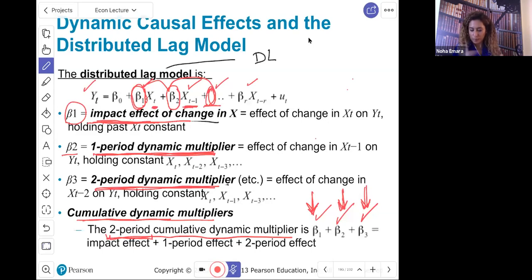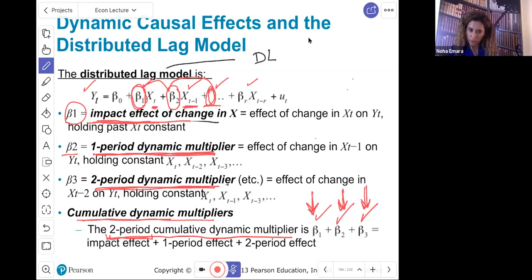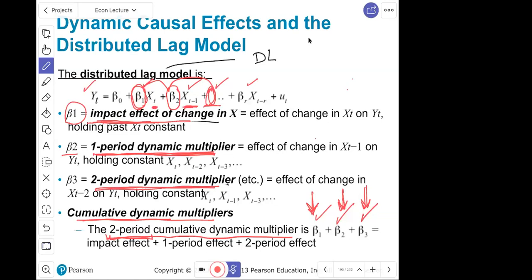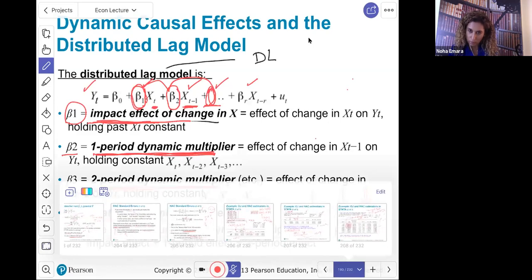Is that clear? Yeah, so you said the first lag, second, and third, and you also have to get the present one, right? Exactly, which is the impact effect. Exactly. Okay. Perfect. Can you repeat that one more time?